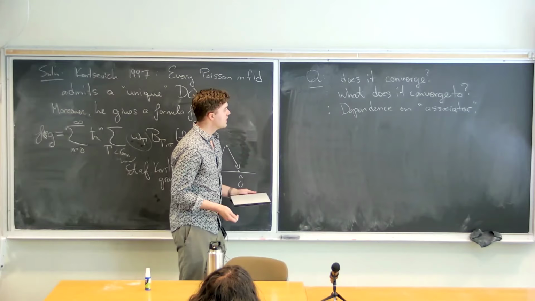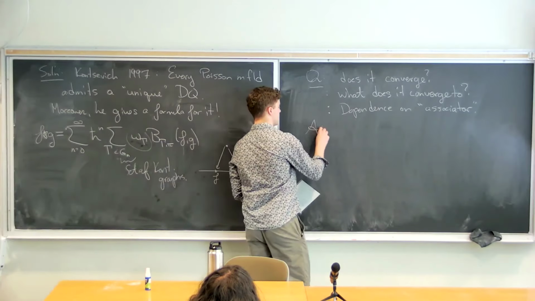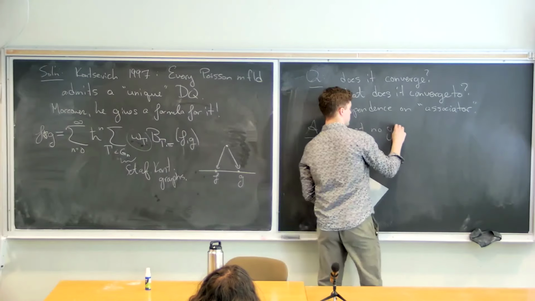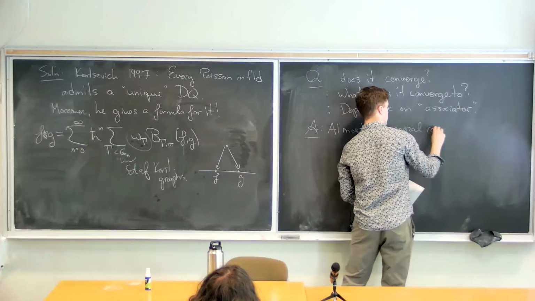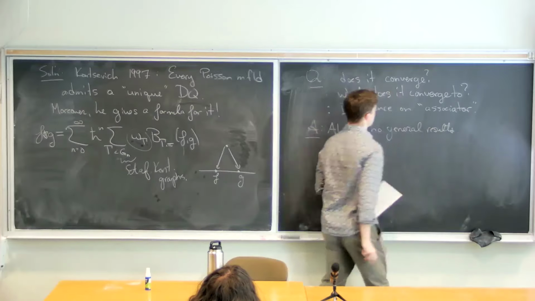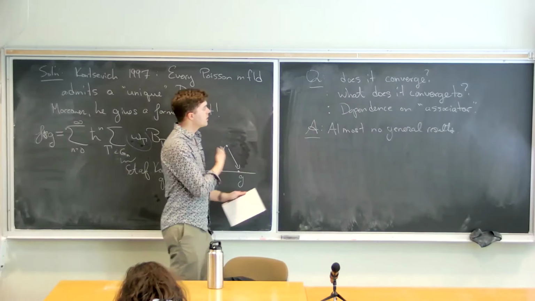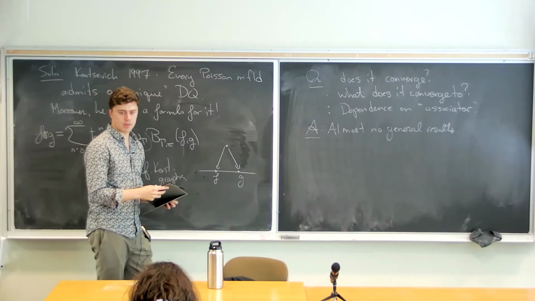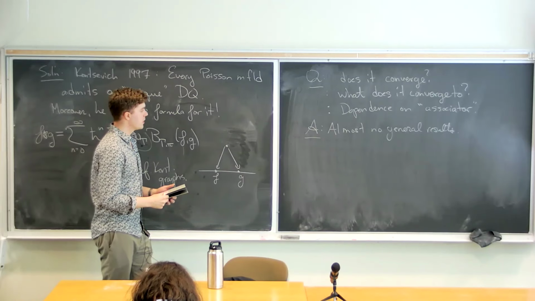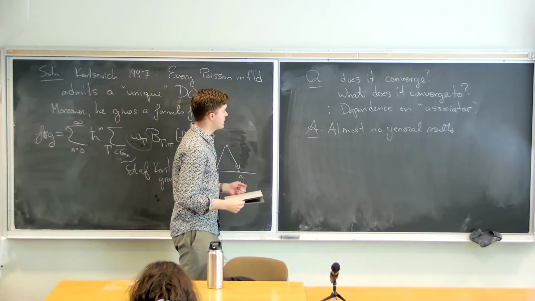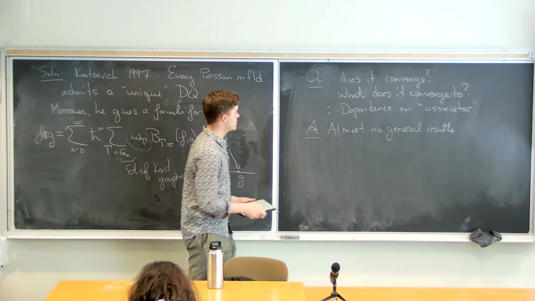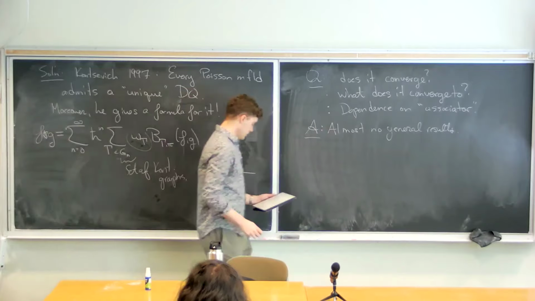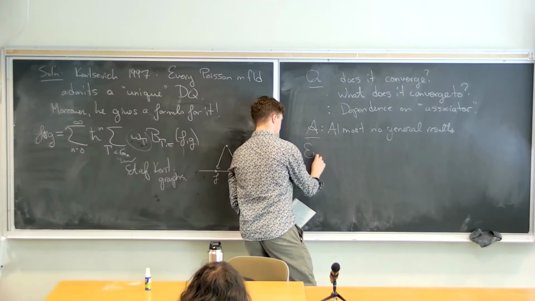Okay, so answers to these, there's almost no general results. I would say most of the cases where we actually understand this formula are in Kontsevich's original paper from 1997. There are other contexts for deformation quantization where there are other results, like C star algebras, but that's not what I want to talk about. Okay, so let me just do an example.